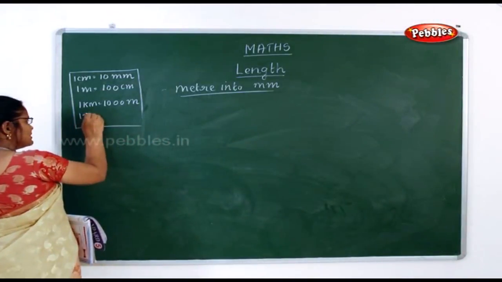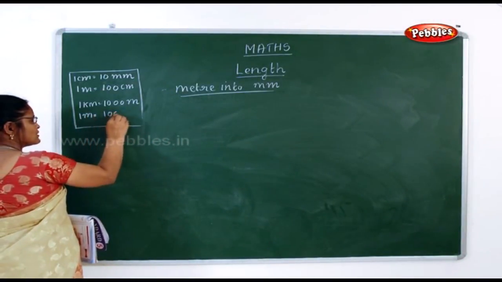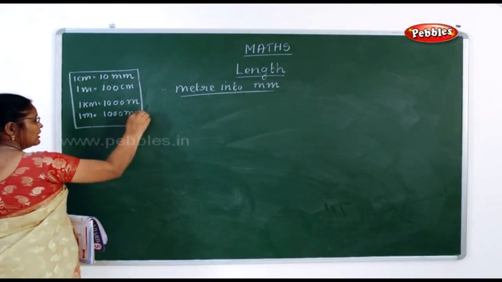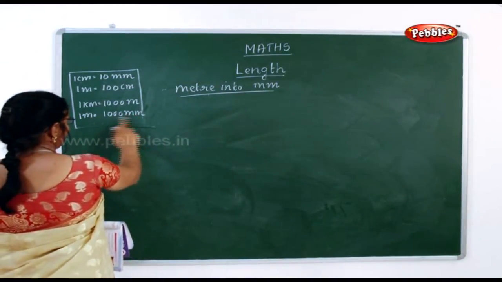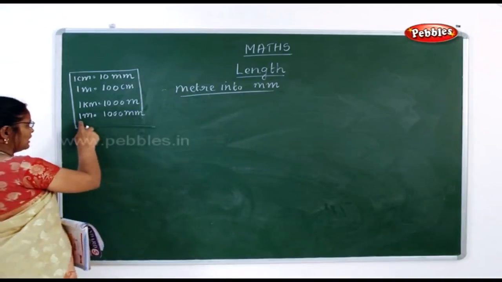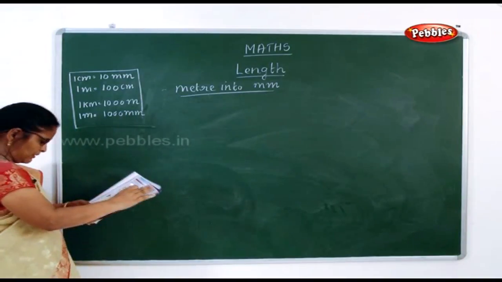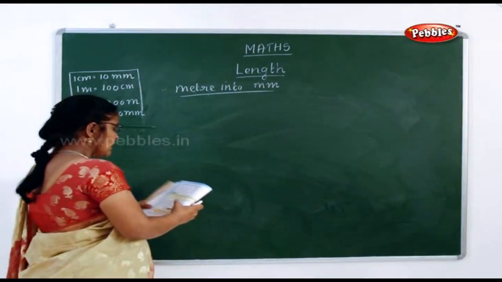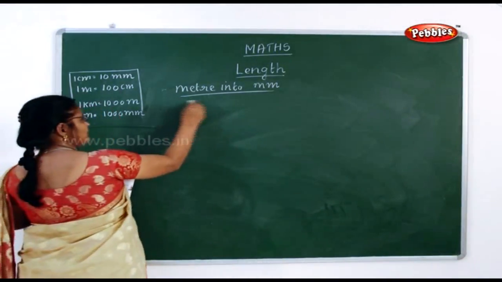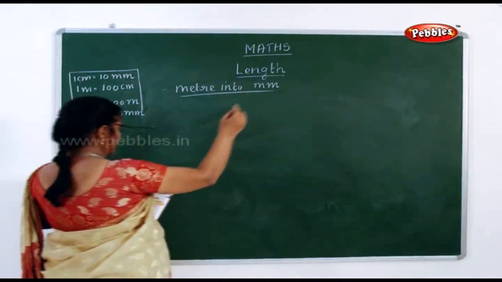Now what is the formula you will use? It is 1 meter is equal to 1000 millimeter. How will you convert meter into millimeter? You have to do 1 meter is equal to 1000 millimeter. So there is a sum given in your book. See, convert the meter into millimeter.